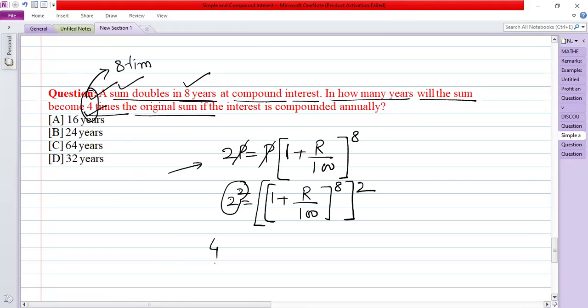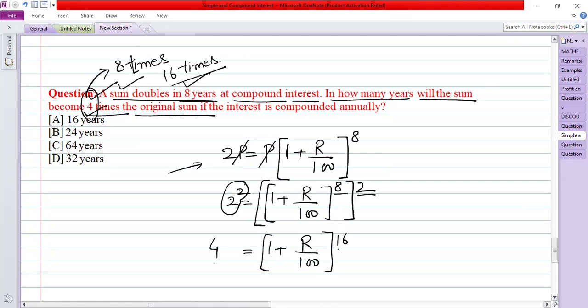Suppose it is asked 8 times of the original sum. Then obviously I will cube on both sides. And if it is given to be say 16 times, then I will raise both sides to the power 4. So here it will be 4, and this side it will be 1 plus r by 100, and obviously here it will be 16, 8 into 2. This is 8 into 2.